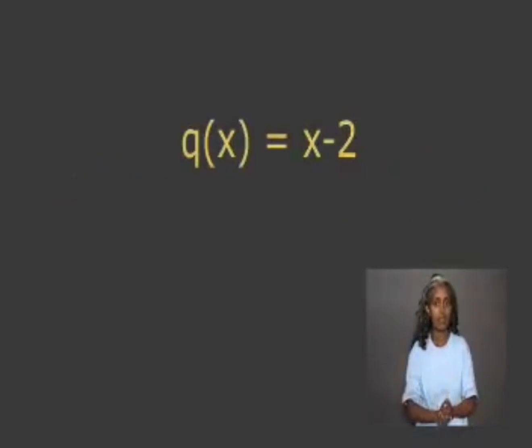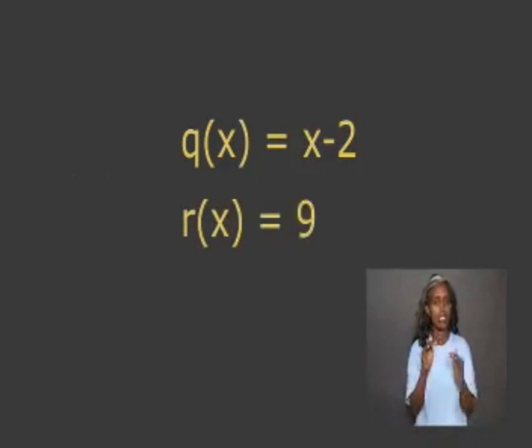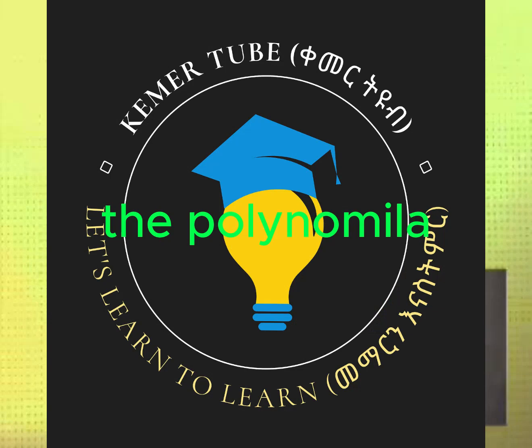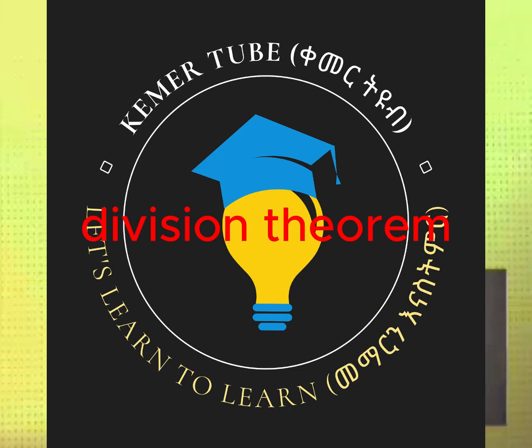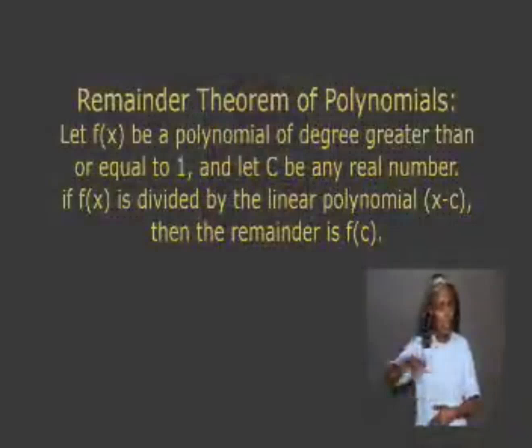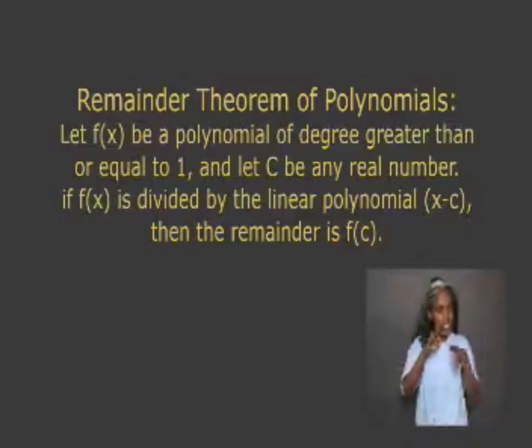q of x equals x minus 2. r of x equals 9. This is how we can apply the polynomial division theorem to solve problems. Now, let us study the remainder theorem. The remainder theorem of polynomials states that when f of x is divided by x minus a constant, the remainder is always a constant.